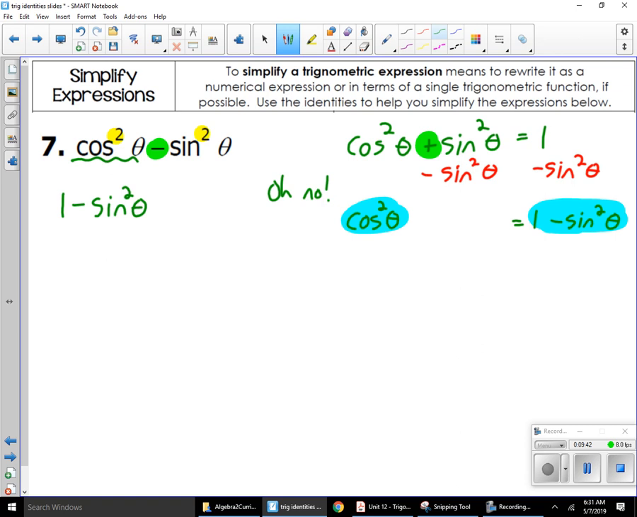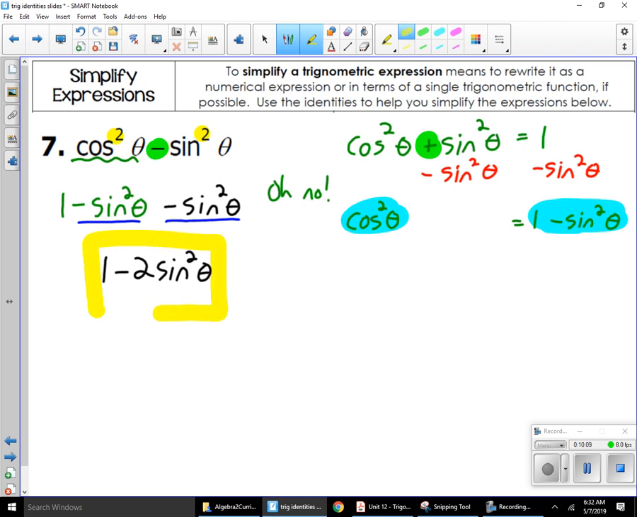Oh look, another minus sine squared. So what we have is 1 apple, take away another apple, so that's negative 2 apples or something. 1 minus 2 sine squared theta. Notice that that's not as pretty as the previous three examples, but it is done. We now have just one trigonometric expression. There's nothing else that we can do with that. So that's number 7.